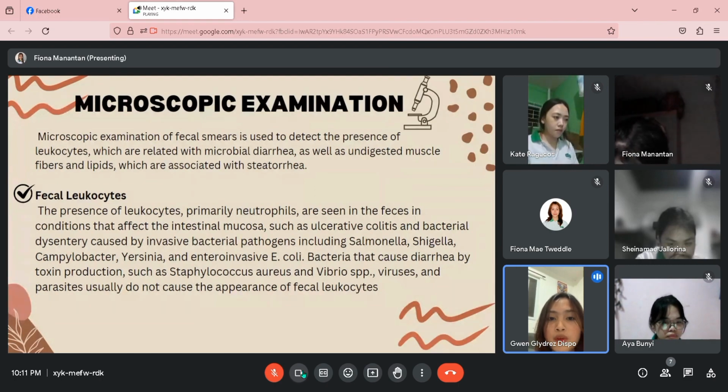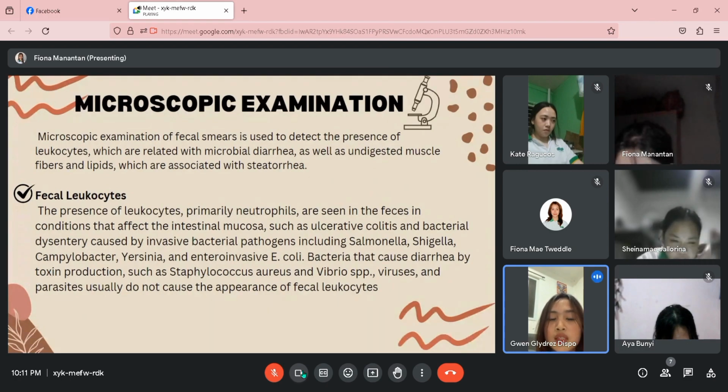Microscopic screening is performed as a preliminary test to determine whether diarrhea is being caused by invasive bacterial pathogens including Salmonella, Shigella, Campylobacter, Yersinia, and enteroinvasive E. coli. Bacteria that cause diarrhea by toxin production, such as Staphylococcus aureus and Vibrio species, viruses, and parasites usually do not cause the appearance of fecal leukocytes. So, the presence or absence of fecal neutrophils can provide the physician with diagnostic information before receiving the culture report.